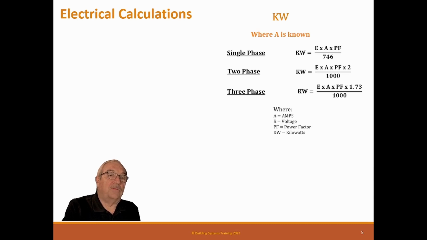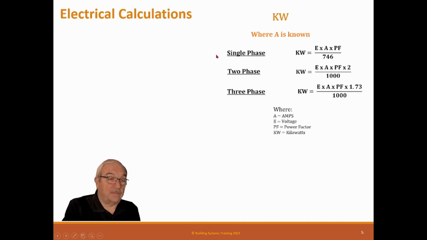So kW, where amps is known: for single phase, kW is voltage times amps times power factor over 746. Two phase, kW is E times A times power factor times 2 divided by 1,000. And three phase is E times A times power factor times 1.73 over 1,000.